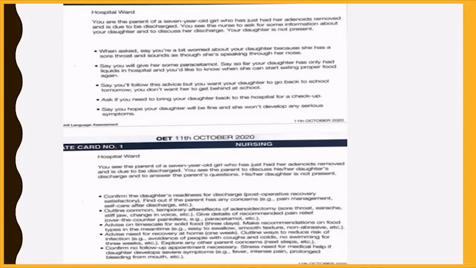Did everyone understand? Yes, ma'am. Then I'll come with another doubt. I want to know if my daughter should come back to the hospital for a checkup. That is my doubt. Then you have to read the next task. One of you read it. Confirm no follow-up appointment necessary. Stress need for medical help if daughter develops severe symptoms. Example, fever, intense pain, prolonged bleeding from mouth, etc.